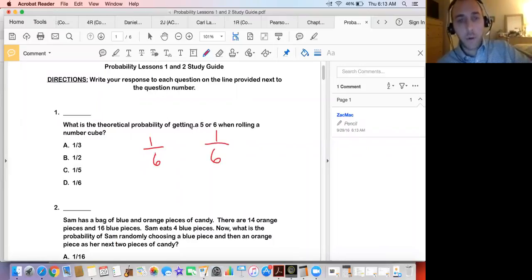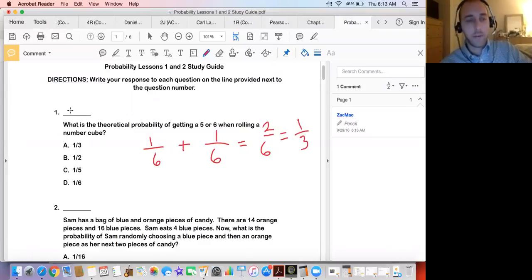And here we know rolling a 5 and rolling a 6 are mutually exclusive outcomes. They can't happen at the same time, and we're only rolling the number cube once. So all we do is add these together to get our answer here. 1/6 plus 1/6 is 2/6. And you'll notice it doesn't match any of our answer choices. That's because we need to simplify and get this to be 1/3. And now we have an answer. Letter A. Perfect.